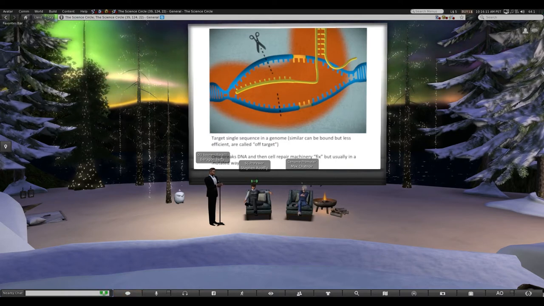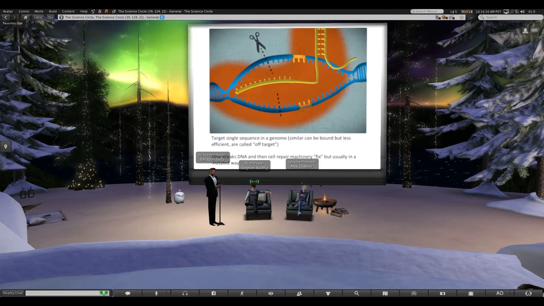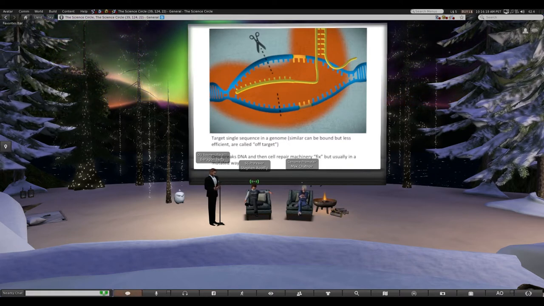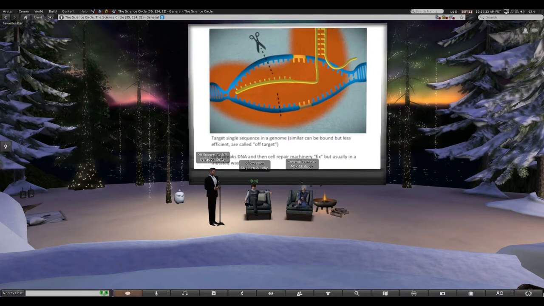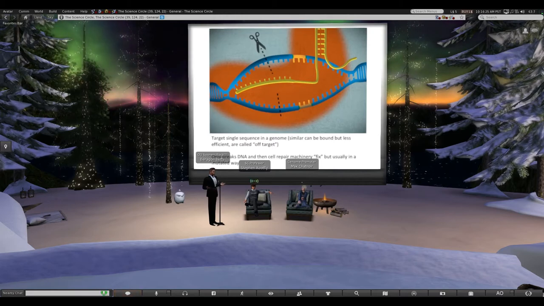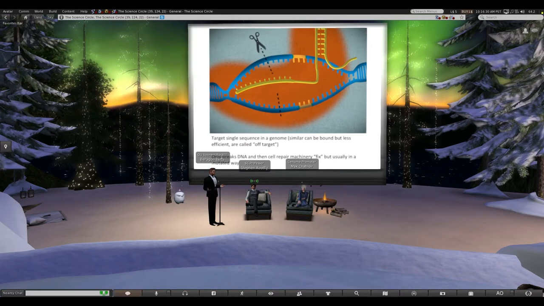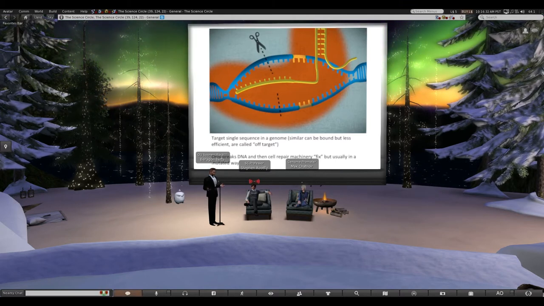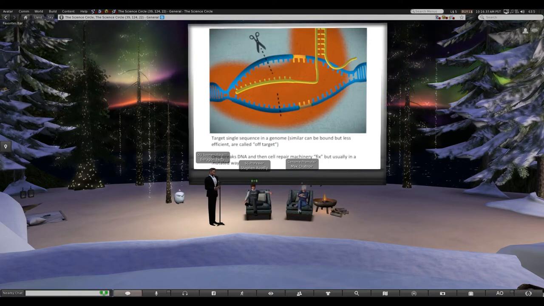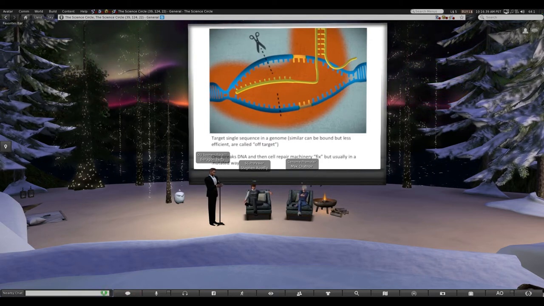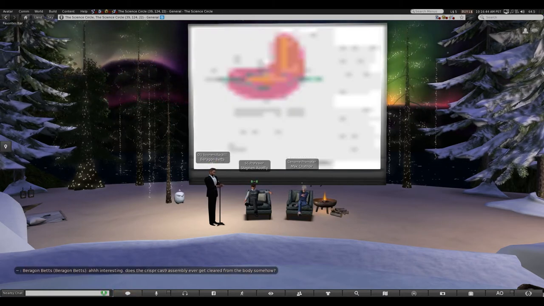And the way NHEJ usually does a mistake-prone repair process is a small alteration, maybe the addition of a nucleotide, the removal of a couple nucleotides, and that is what you're left with. One of the interesting results recently in the literature is that, based on the sequence you're trying to target, you can have a pretty good predictive ability to know exactly how it will mutate based on the sequence context with Cas9 breaks. But that's what we're limited to.